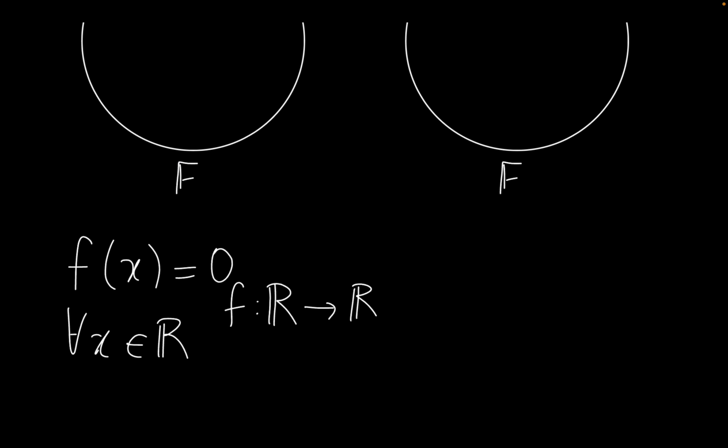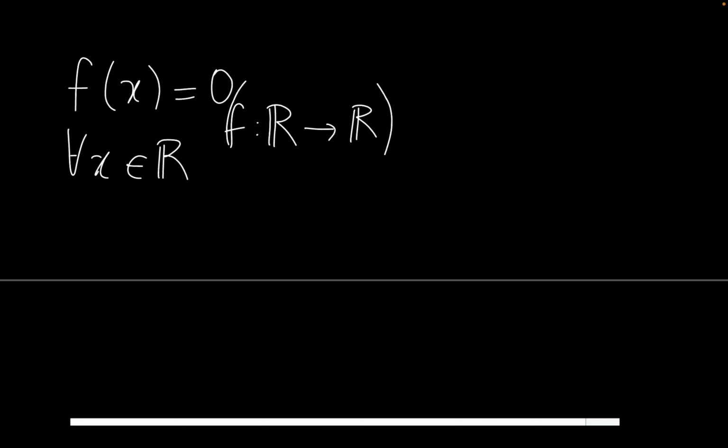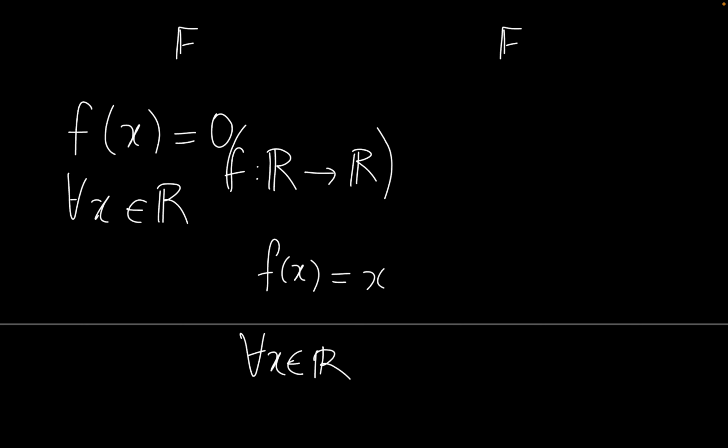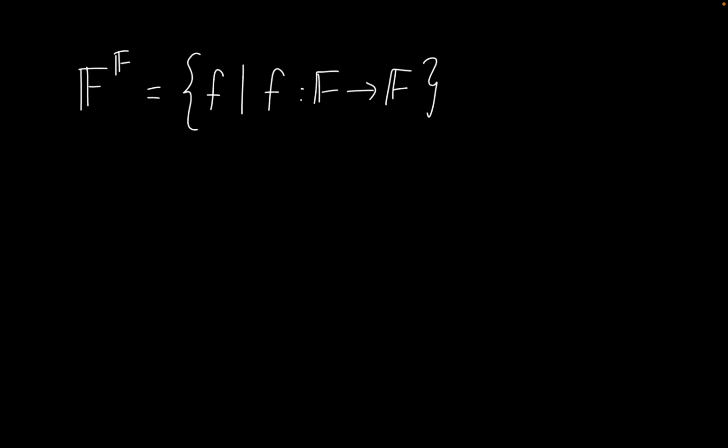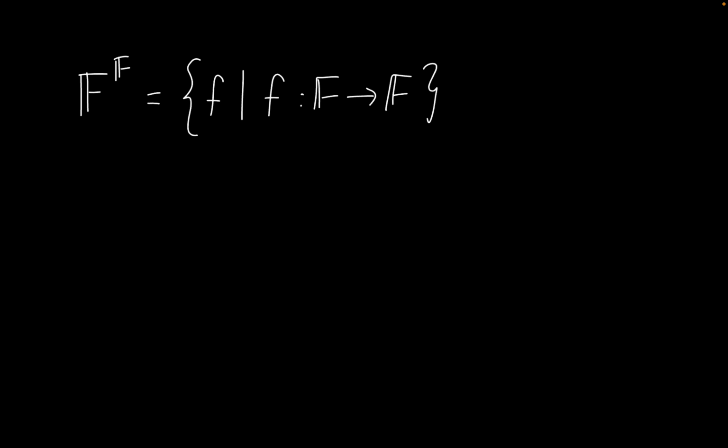This is f as a function from R to R. Another function from R to R could be the identity function, f of x is equal to x for all x in R. Similarly, there could be many possible functions. Every possible conceivable function from f to f is going to be included in your set. So that is what the set f to the f represents. We want to show that this is a vector space.